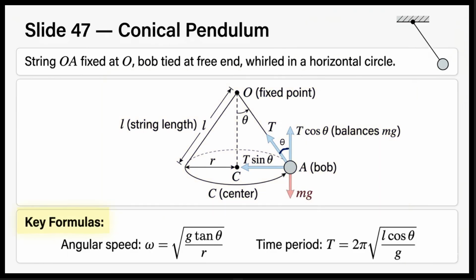Setting up these two equations and solving gives angular speed omega equals the square root of g times the tangent of theta over r, where r is the radius of the horizontal circle. The time period is T equals 2 pi times the square root of L cosine theta over g, where L is the length of the string.